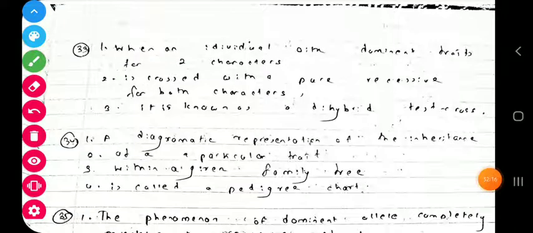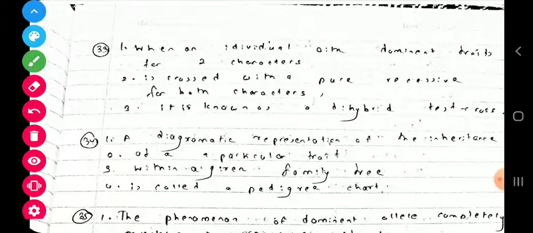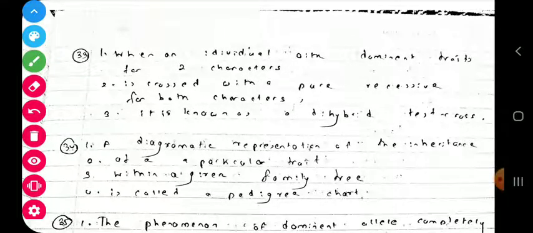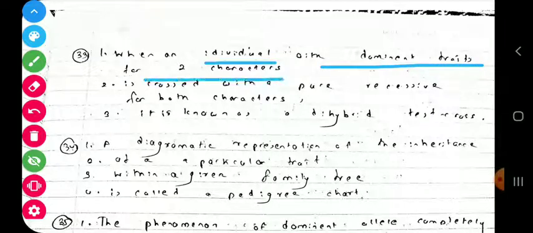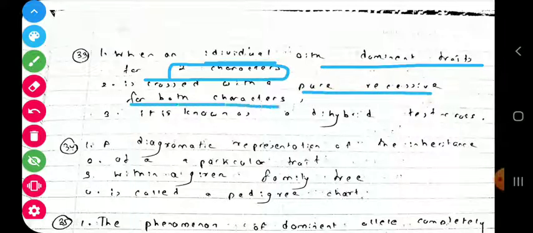What is a dihybrid test cross? When an individual with dominant traits for 2 characters is crossed with a pure recessive for both characters, it is known as a dihybrid cross. When an individual with dominant traits for 2 characters is crossed with a pure recessive for both characters, it is known as a dihybrid cross.